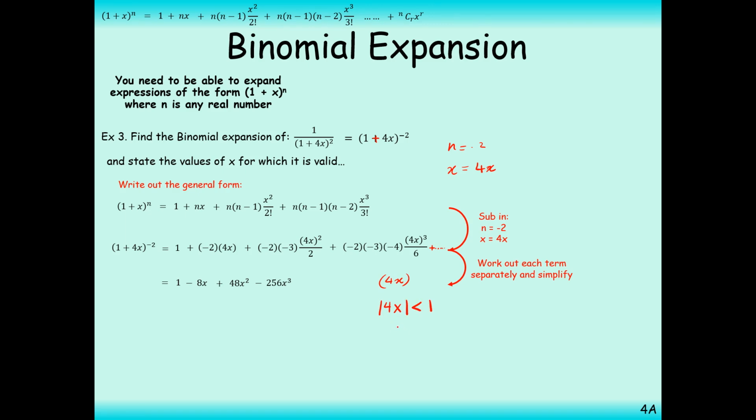So that means that we can write that inequality as 4x has to be less than 1 and bigger than minus 1. We divide both sides of this inequality by 4, so we'll have a quarter on the right, and a negative quarter on the left. Therefore, the absolute value of x has to be less than a quarter. These two lines are exactly the same. So that's the validity of this series.